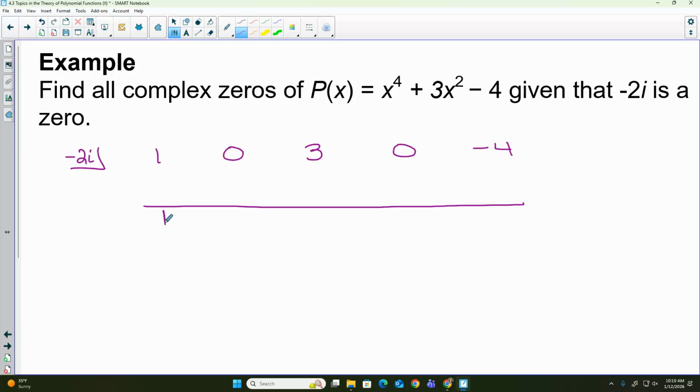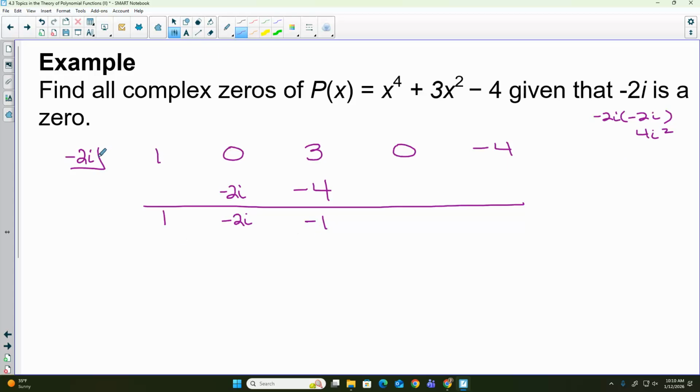So 1 comes down. 1 times negative 2i is negative 2i. Plus 0 is still negative 2i. What's negative 2i times negative 2i? Which turns into? So 3 plus negative 4 is negative 1.